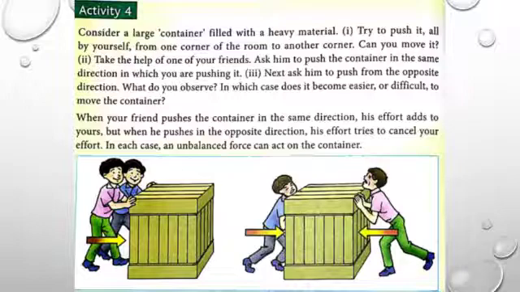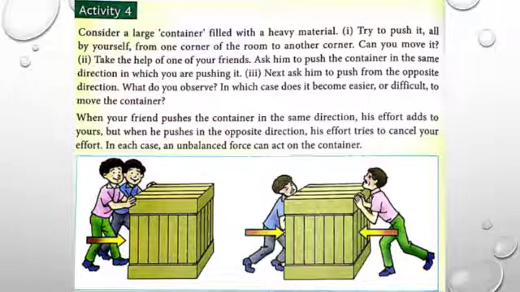There is an activity given in your book, activity 4, that is also shown on the screen. In this activity, two boys are applying force on a heavy box, and two situations are given. In one situation, both the boys, with different magnitudes of force, meaning different amounts of force, are applying force on the object in the same direction. And in the second case, both the boys are applying force from opposite directions.